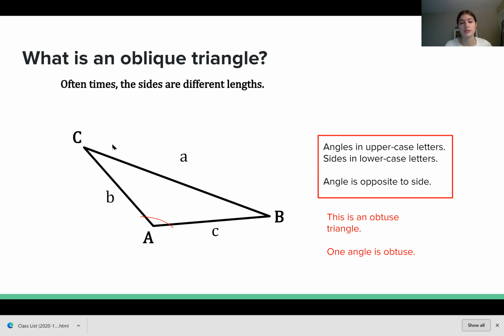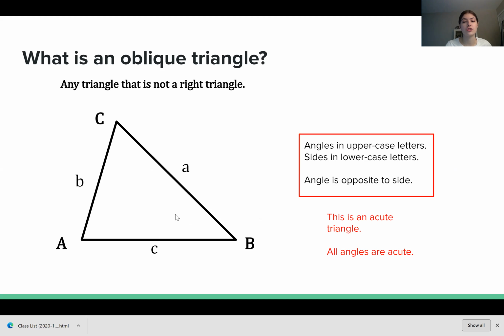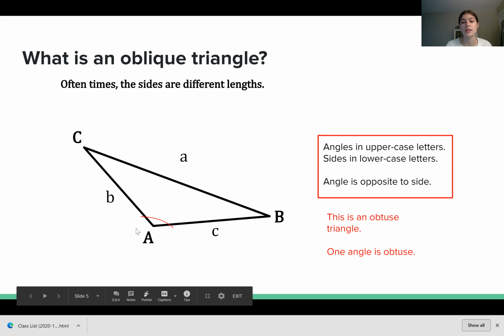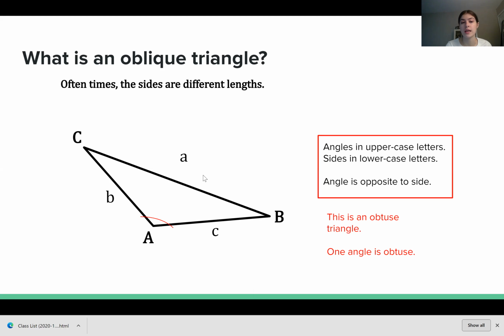So again, notice that despite the fact that these triangles look a little different, both of them are oblique. They're still labeled ABC, with the capital letters being the angles and the lowercase letters being the sides. And again, the opposite side and angle are the same letter. But this is an example of an obtuse triangle.